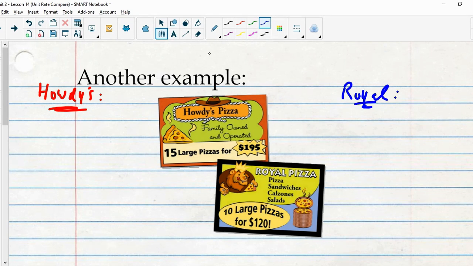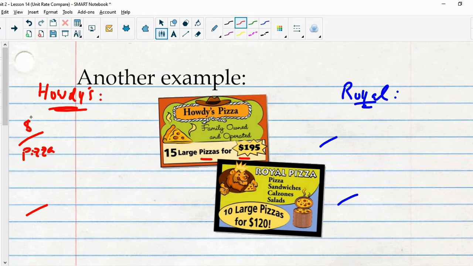Now, I've got a question for you. What are the two ways we could set this up? What do you think? For this one, what are the units? Yeah, pieces for dollars, pieces for money. Why don't we do pizza at the bottom? Let's see how much one piece is going to cost.